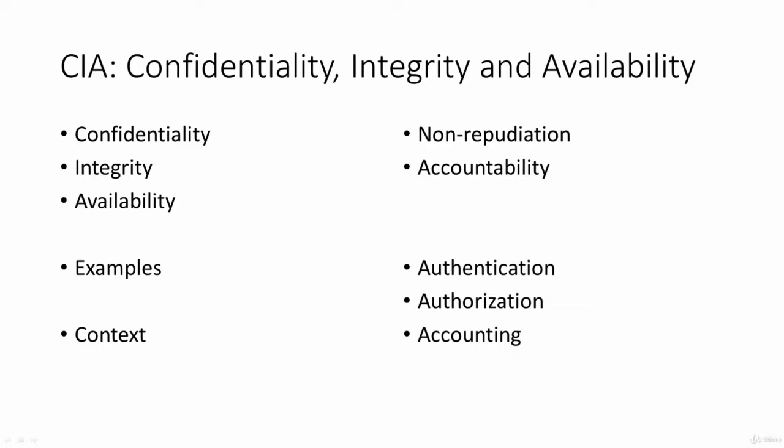So confidentiality is secrecy. It's that no one else has access to our stuff. Integrity is correctness, is validity. That means that no one other than us has changed our stuff. And availability is that we can have access to our stuff whenever we need it. What can be the examples?